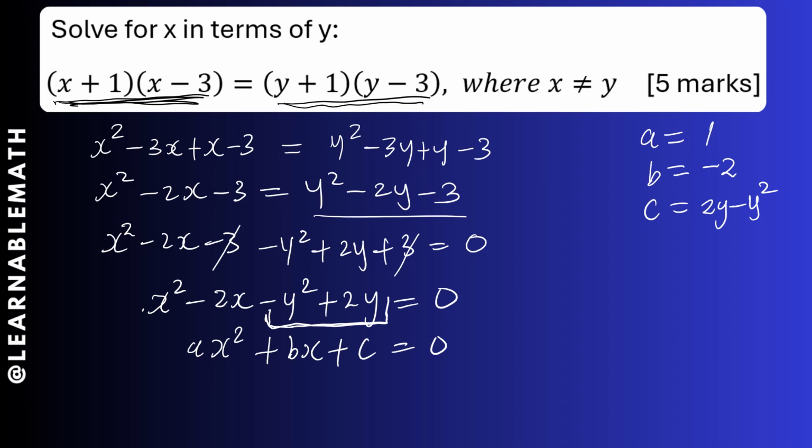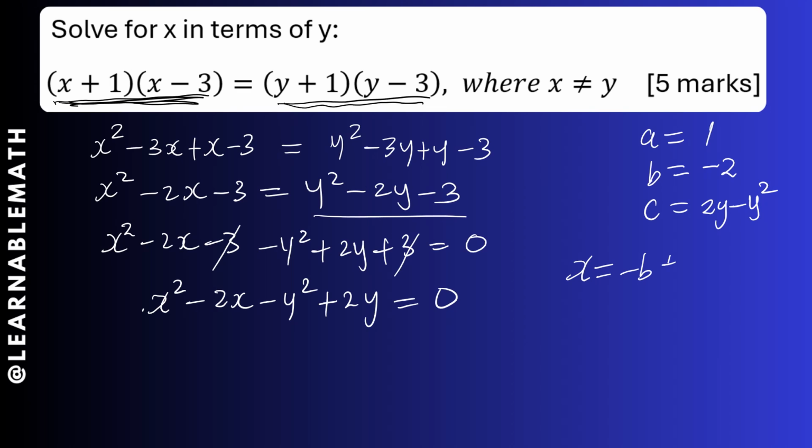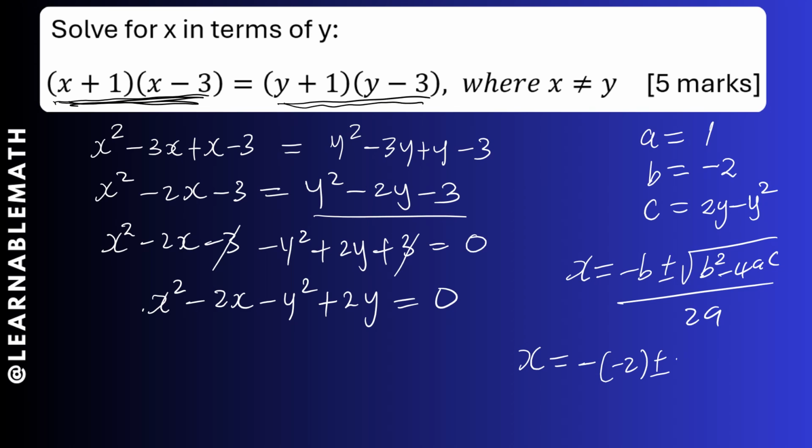After this, to solve for x, we can use the quadratic formula, which says x equals minus b plus or minus the root of b squared minus 4ac, over 2a. Then we're just going to substitute. Minus b is minus minus 2, plus or minus the root of b, which is minus 2, squared, minus 4 times a, which is 1, times c, which is 2y minus y squared. This is then divided by 2 times a, which is 1 there. I'm just going to delete it for the sake of space.